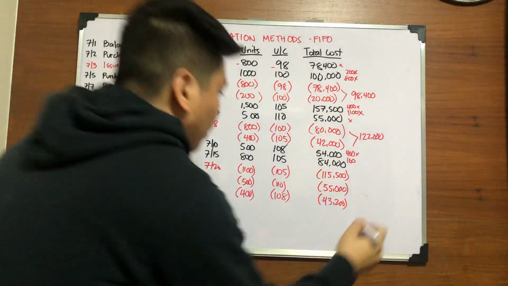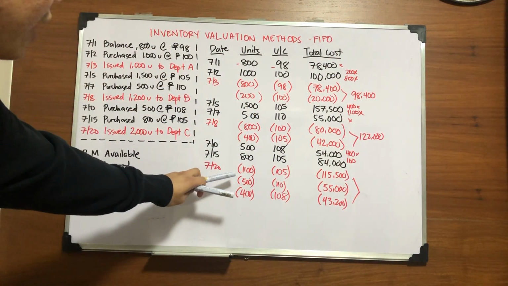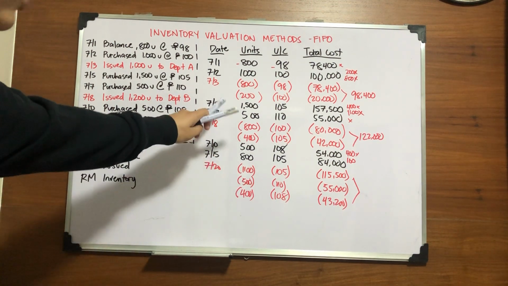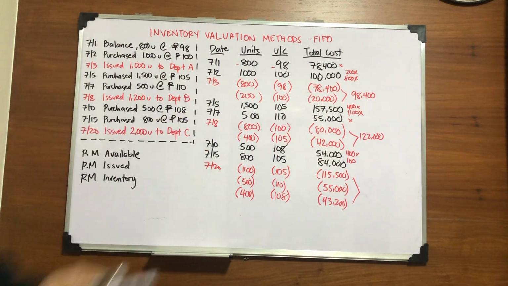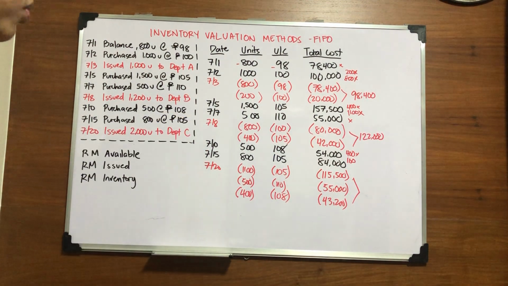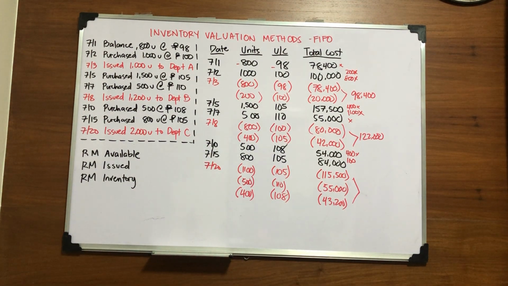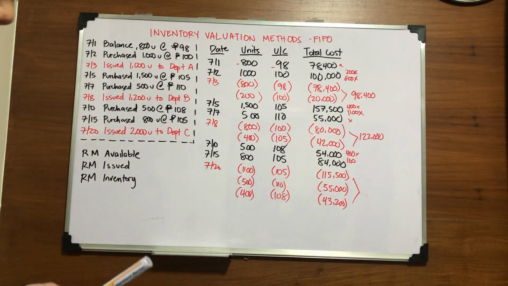Okay, so add this up. We need to verify. So the 1,100 units, we got from the July 5 transaction. The 500 units, we got from the July 7 transaction. While for the 400 units, we were able to get a portion from the July 10 transaction. So we add 43,200 plus 55,000 plus 115,500. The total raw materials issued for July 20 would be 213,700.